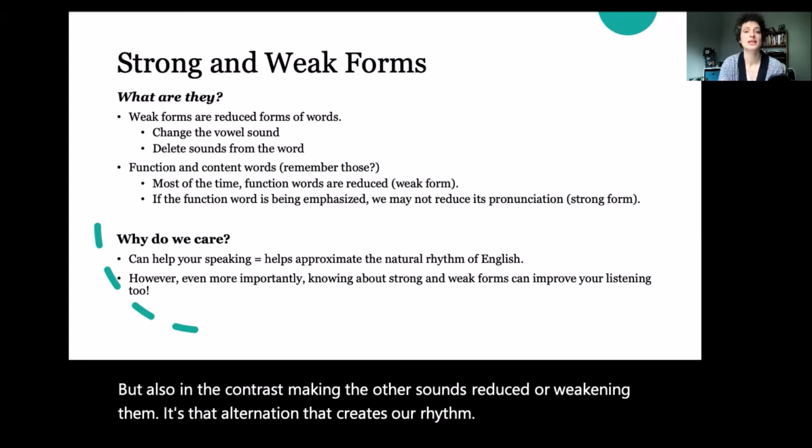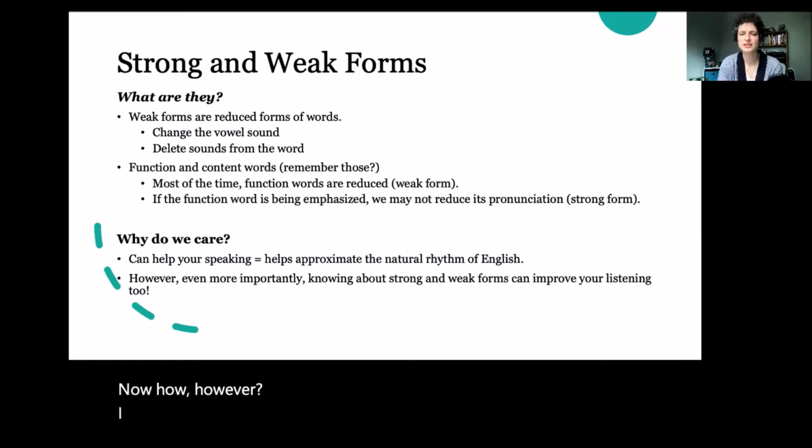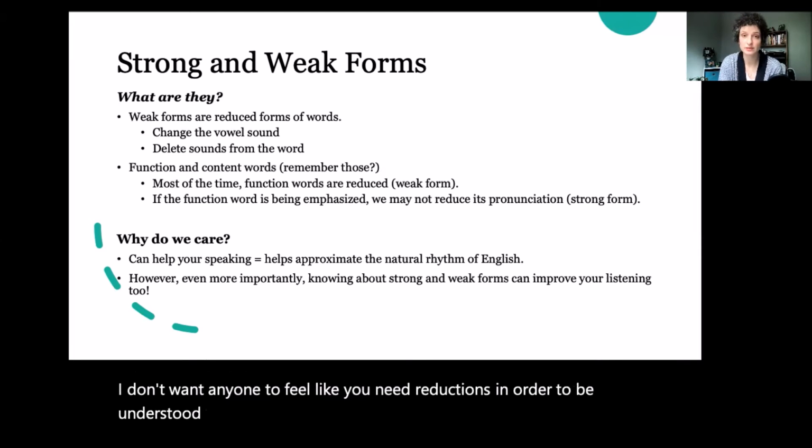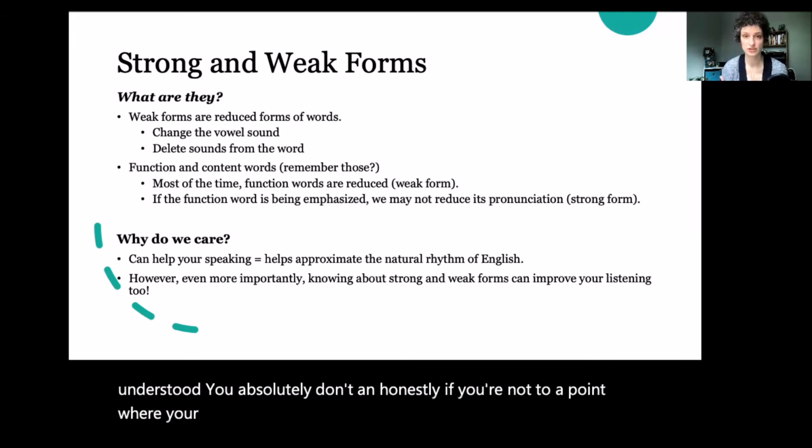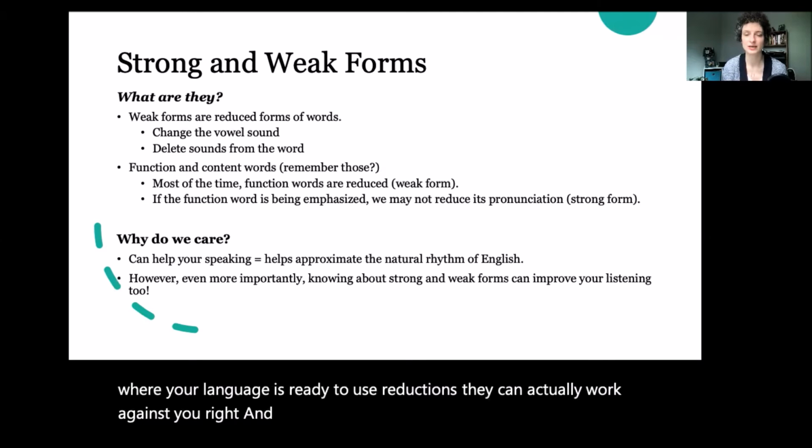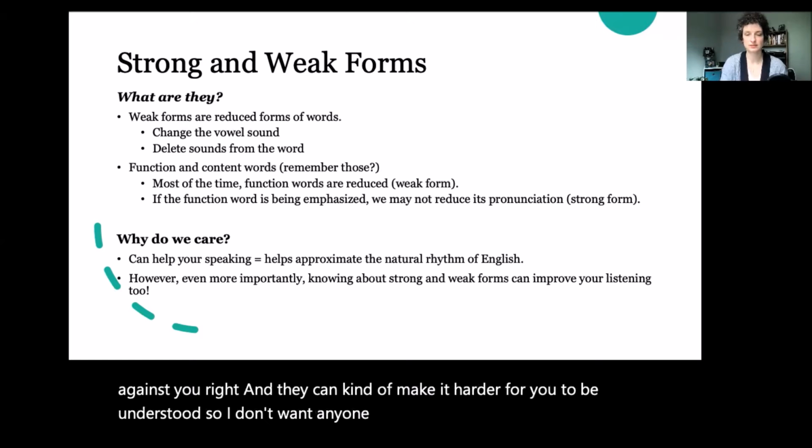Now, however, I don't want anyone to feel like you need reductions in order to be understood. You absolutely don't. And honestly, if you're not to a point where your language is ready to use reductions, they can actually work against you, and they can make it harder for you to be understood. So I don't want anyone to rush into these, okay?